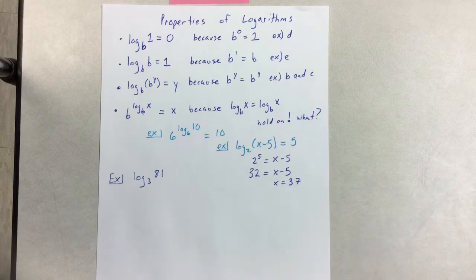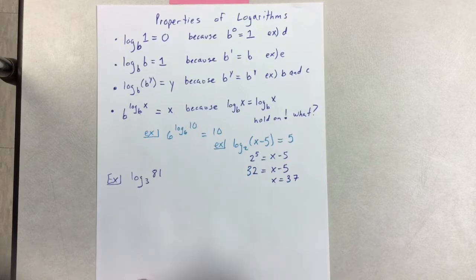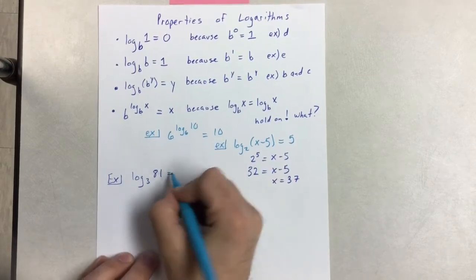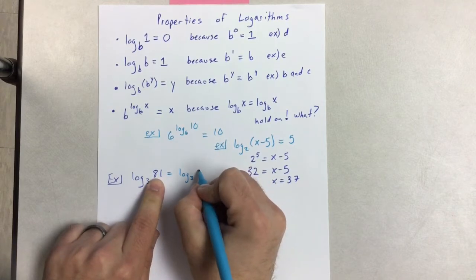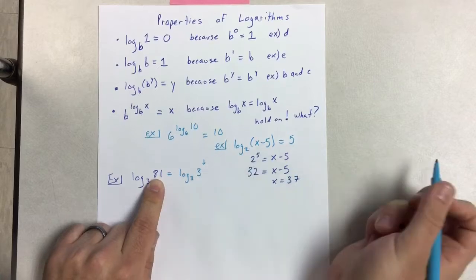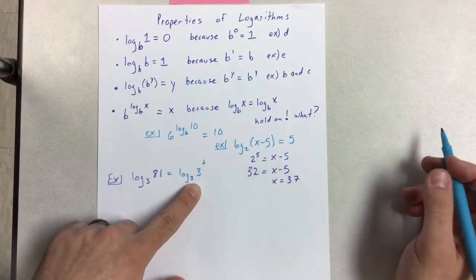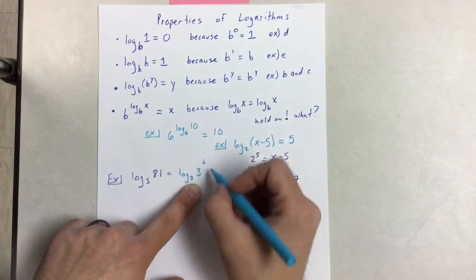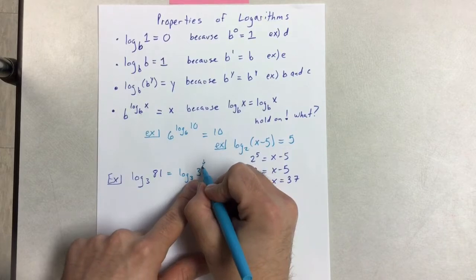How we're going to approach this is I'm going to try to think, how can I rewrite this so that 81 is 3 raised to some power? Okay? How can I rewrite 81 as 3 raised to some power? Well, we should know that, or we can reason that 81 is 3 to the 4th power.